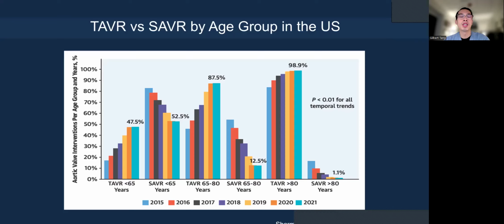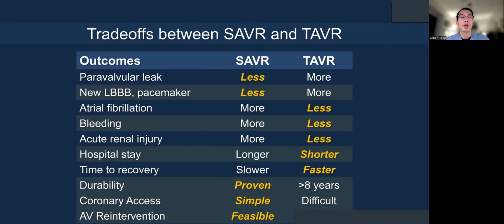However, we know that in the United States, younger patients are increasingly getting TAVR, and you can see that here where SAVR is declining. Clearly, there are trade-offs between the two options.